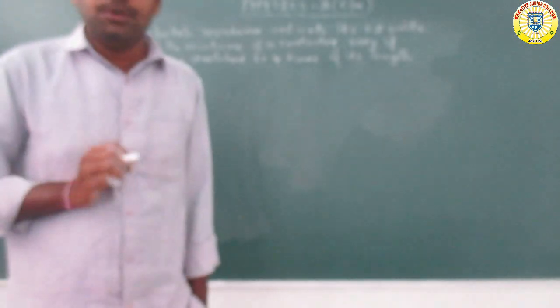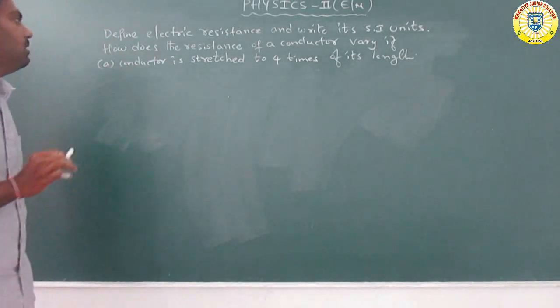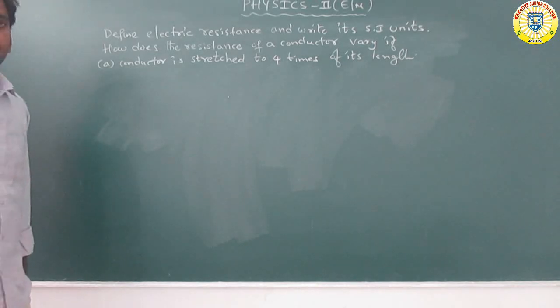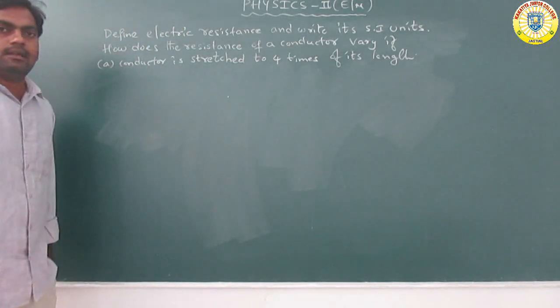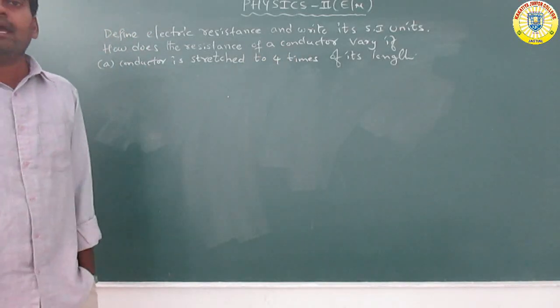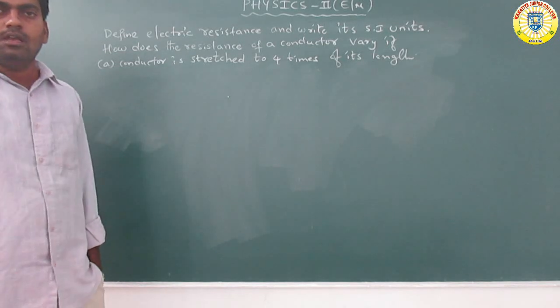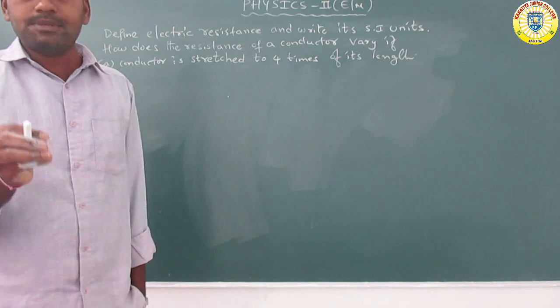Okay, got it. So now the given problem: define electrical current and electrical resistance, and write the SI units. What is the resistance and what are its SI units, and how does the resistance of a conductor vary if the conductor is stretched to 4 times its length? Stretched means its length is increased 4 times.